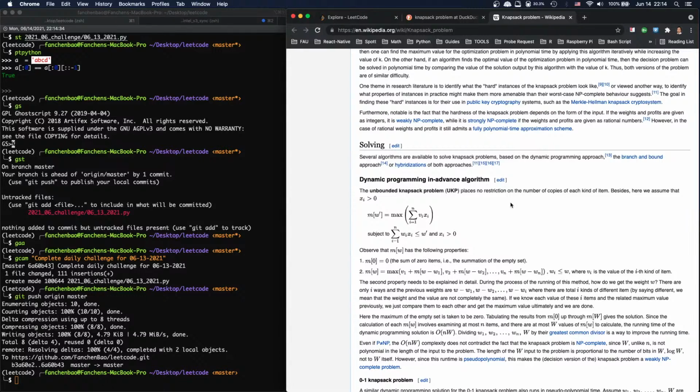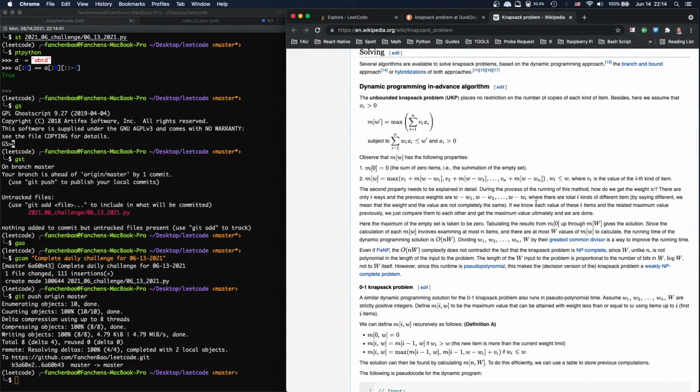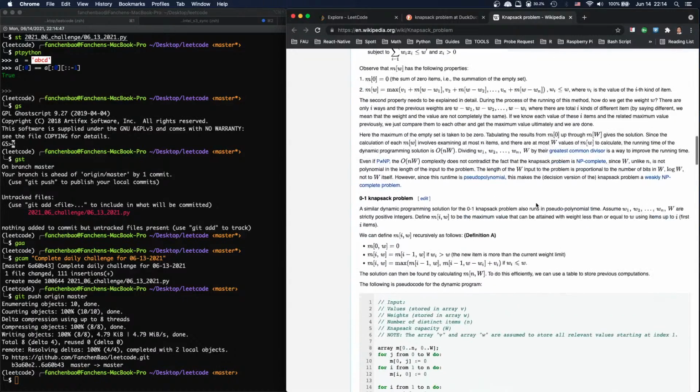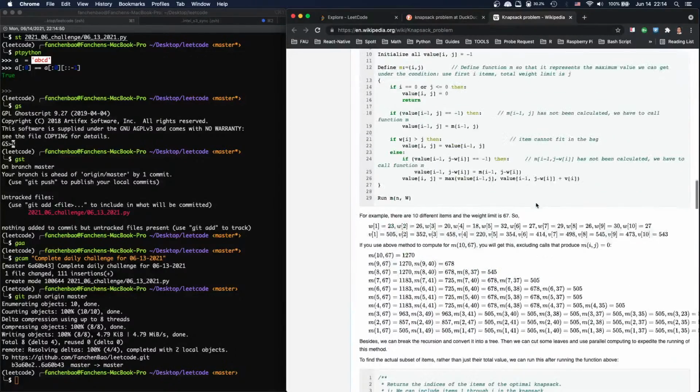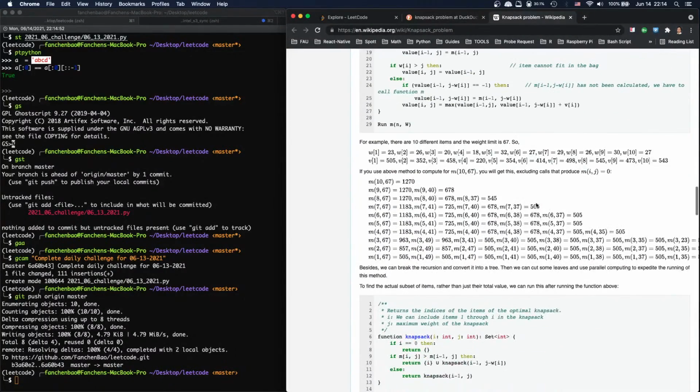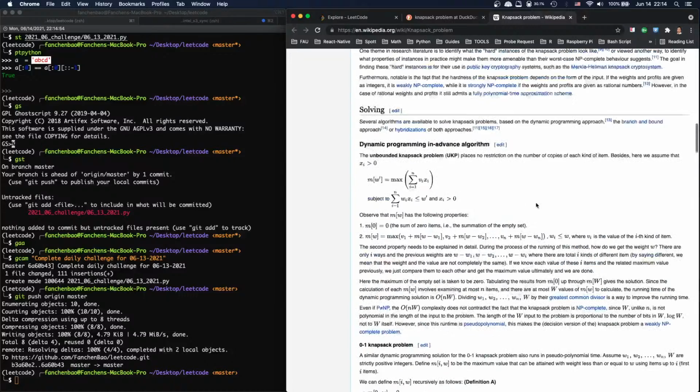Unbounded: no restriction on the number of copies of each item. Oh, we have a bounded and unbounded. It's a 0, 1. Oh, this is a bounded knapsack. Alright, let's just get intuition.